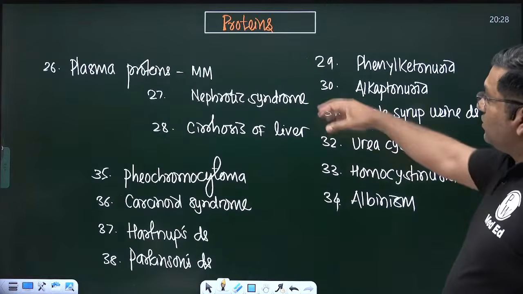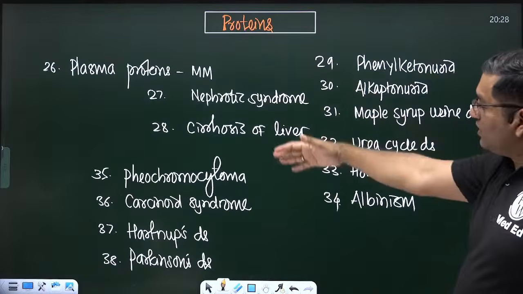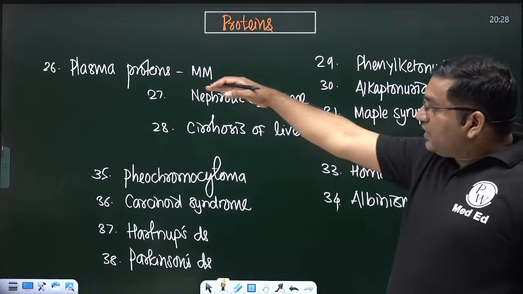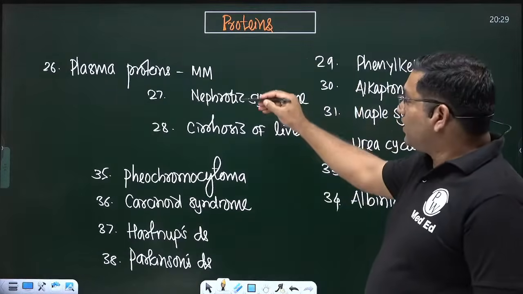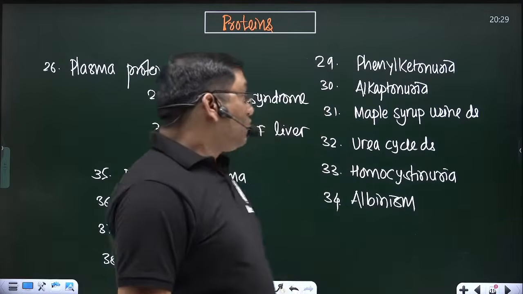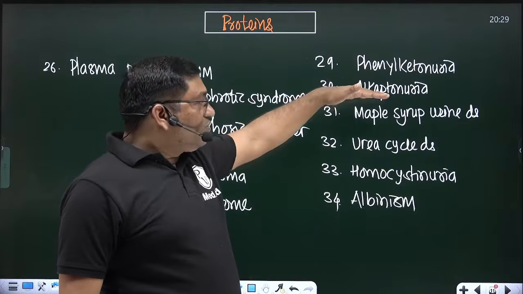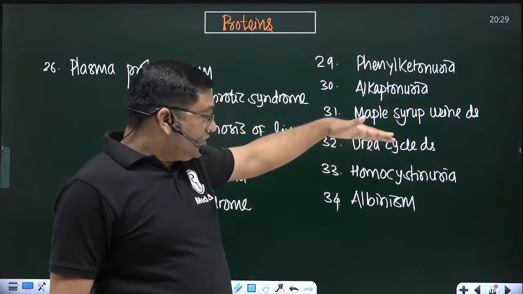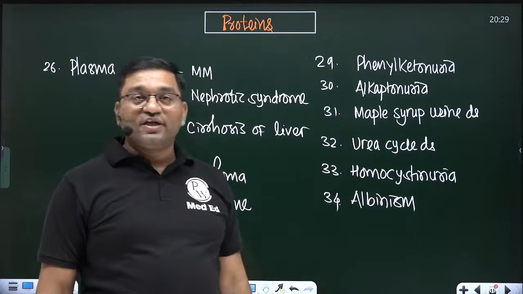Now next is the protein chemistry and metabolism, and these are the important disorders related with protein chemistry and metabolism. Related with the plasma protein and electrophoresis pattern, it is multiple myeloma, nephrotic syndrome and cirrhosis of liver. Then related with the protein metabolism: PKU, phenylketonuria, alkaptonuria, maple syrup urine disease, urea cycle disorders, homocystinuria and albinism. These are the very, very important clinical cases.